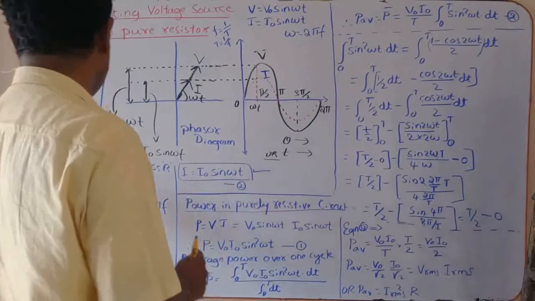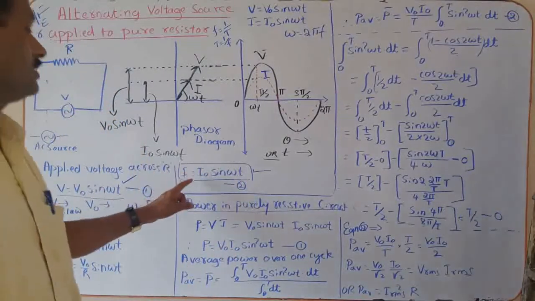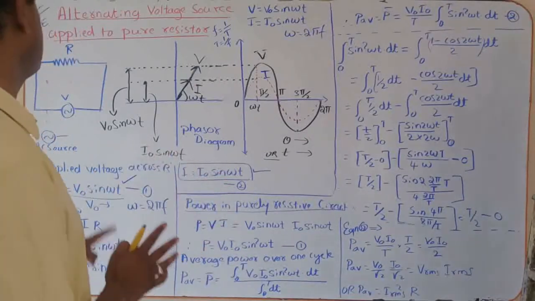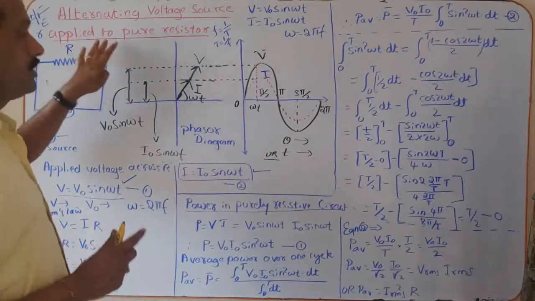Now this is the phase difference is 0. It means voltage and current both are in phase in the pure resistive circuit.